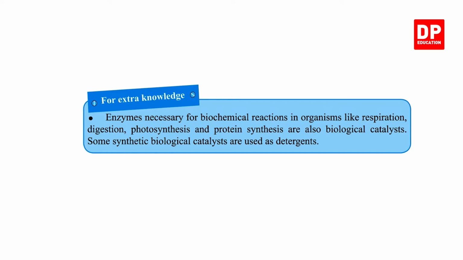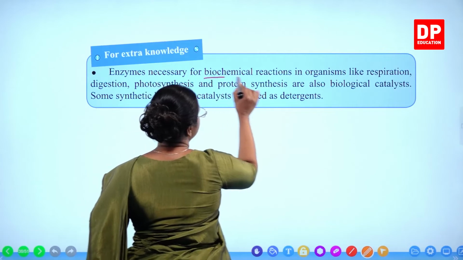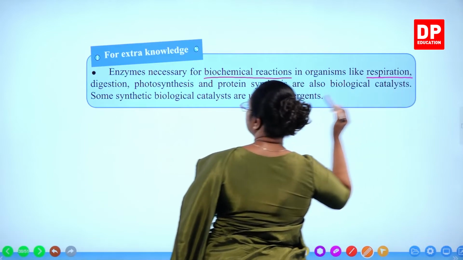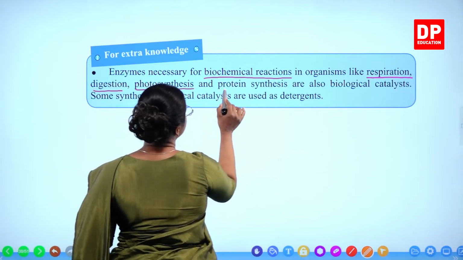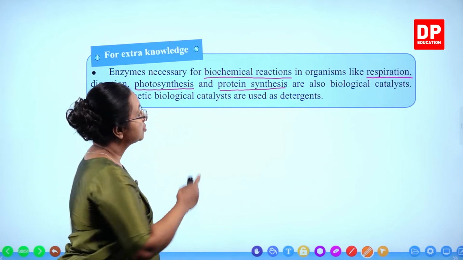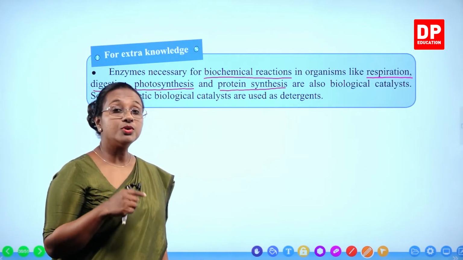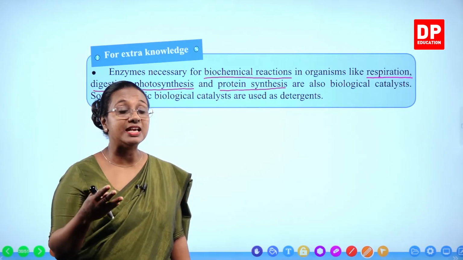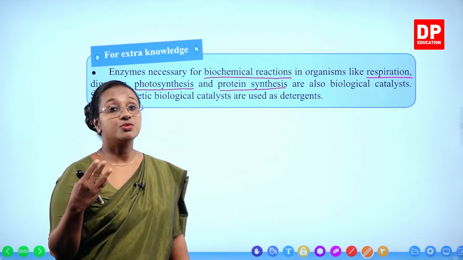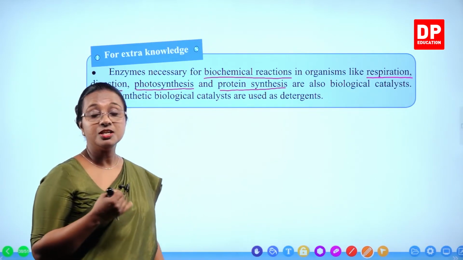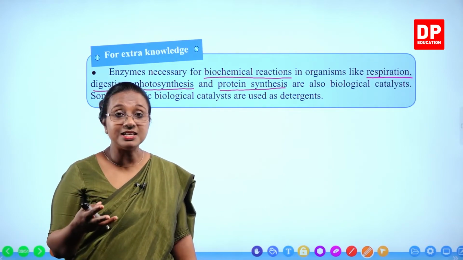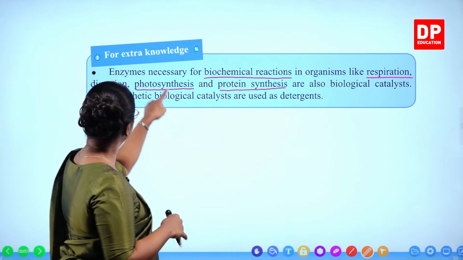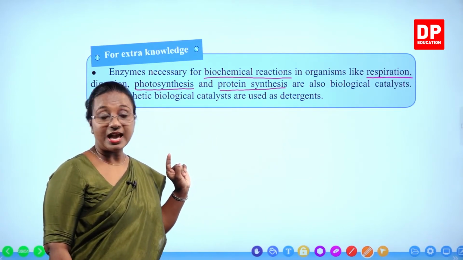Enzymes are necessary for biochemical reactions. We have discussed this before. Biochemical reactions in organisms include respiration, digestion, photosynthesis and protein synthesis. So you know what respiration is. Glucose is oxidized with oxygen to produce energy. You can remember that this takes place in the mitochondrion of the cell. So, cellular respiration. Then digestion. You eat complex food, it gets digested and the nutrients are absorbed by the body. So during that digestion process, there are many chemical reactions taking place.